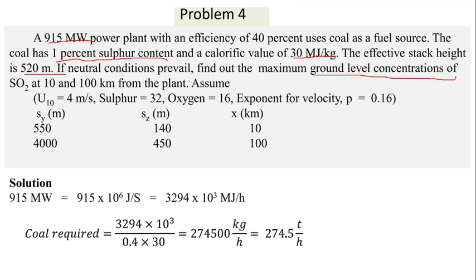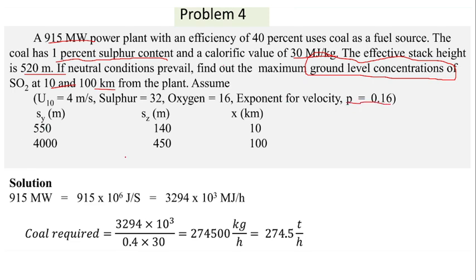You need to note down this. Ground level concentration is only asked here. Ground level concentration of sulfur dioxide at 10 kilometer and 100 kilometer from the plant. So you need to assume U10, the velocity, is 4 meter per second. And sulfur, 32 is the atomic weight, and oxygen, the atomic weight is 16. Next, the exponent for velocity: the p value is given here, 0.16.